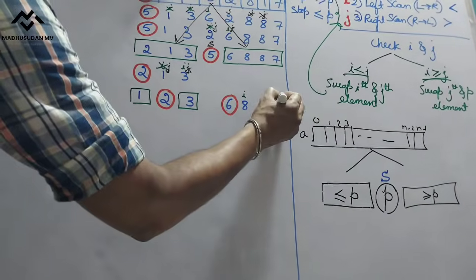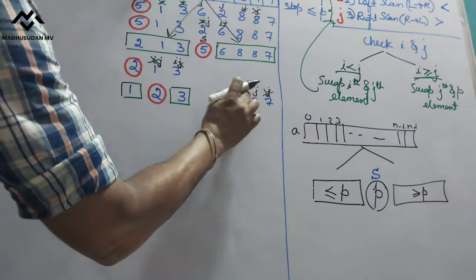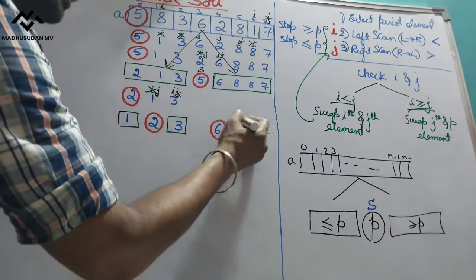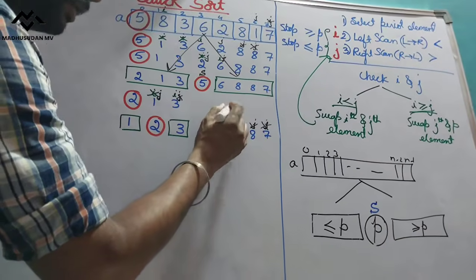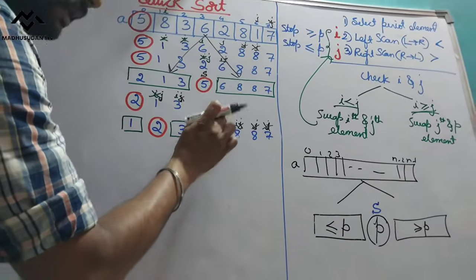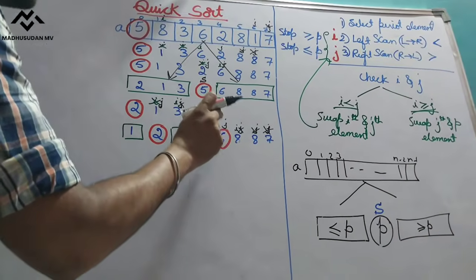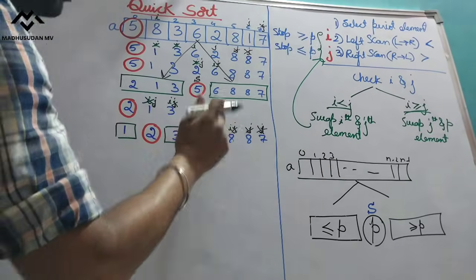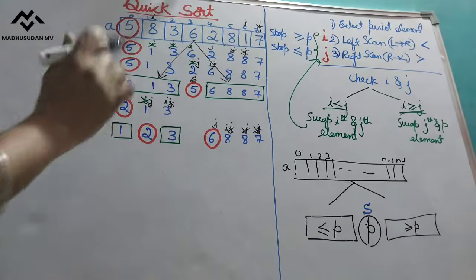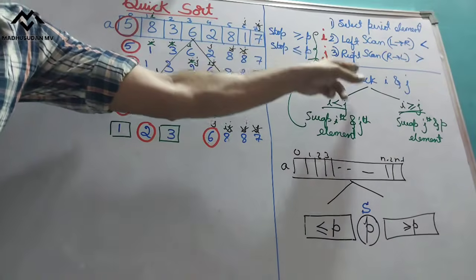Yes, continue. Now again, the jth element is greater. Yes, continue right scanning. Now the jth element is 6. The pivot element is also 6. Is this greater? No, it is equal. Even if it is equal, we need to stop. So I stopped the jth element.